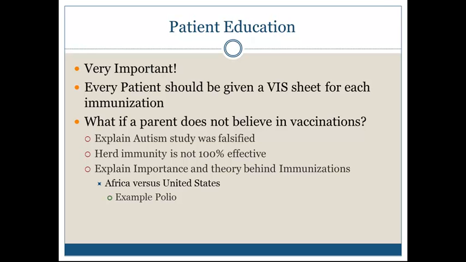What if a parent does not believe in vaccinations? We are to explain, as medical assistants and healthcare professionals, that the autism study that was done several years ago that linked autism and vaccinations was falsified by the scientists, so it was not a valid study. Herd immunity is not 100% effective, and we explain the importance and theory behind immunizations. In Africa versus the United States, polio is still very prevalent in Africa, whereas in the United States, we don't see polio at all. And this is due to our high immunization rate.